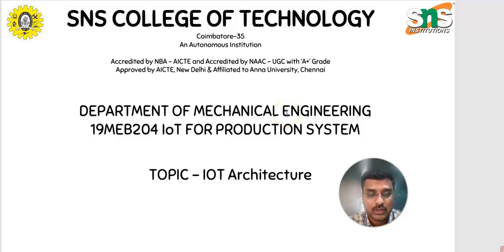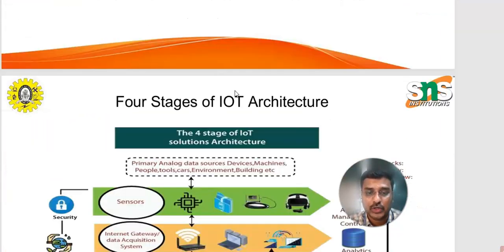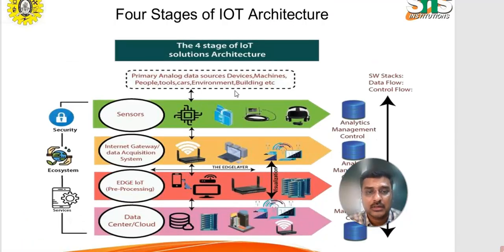Good morning to all. Today we're going to see a topic called IoT architecture. In the subject called IoT protection system, this IoT architecture is important. We have four structures. The first structure is the sensors, and then internet gateway, and then edge IoT data center cloud.